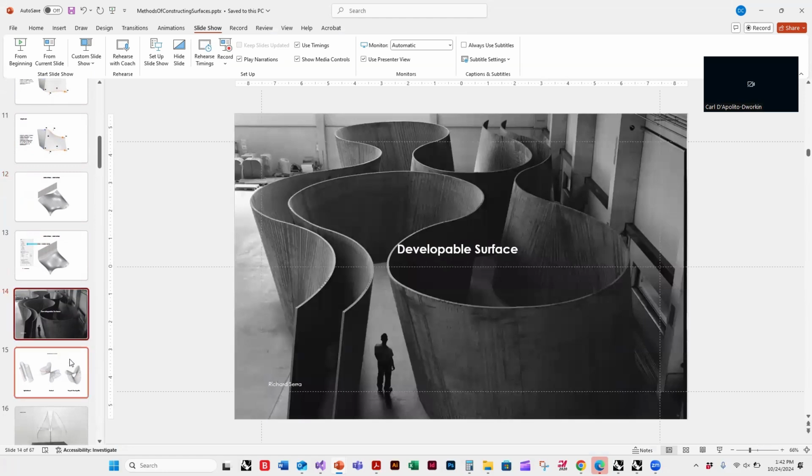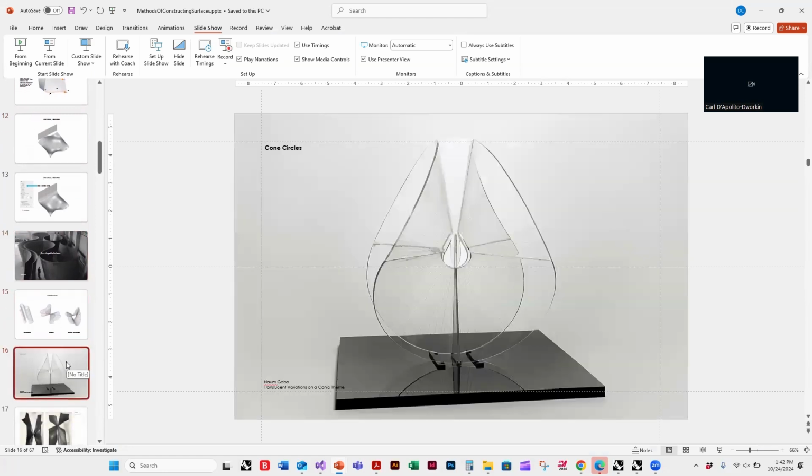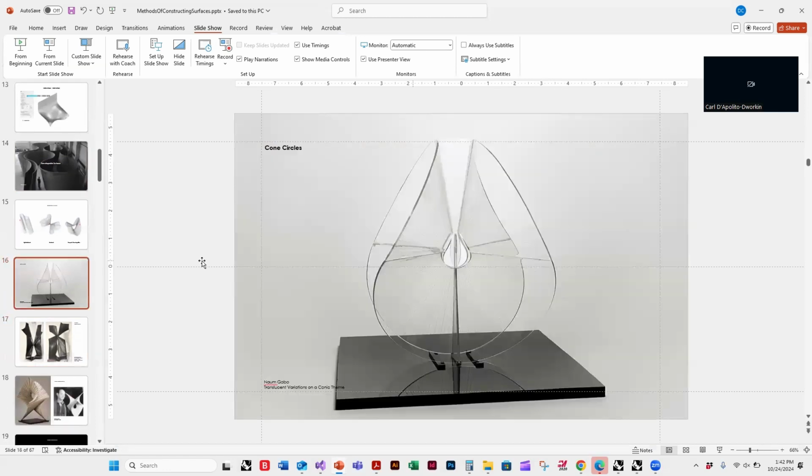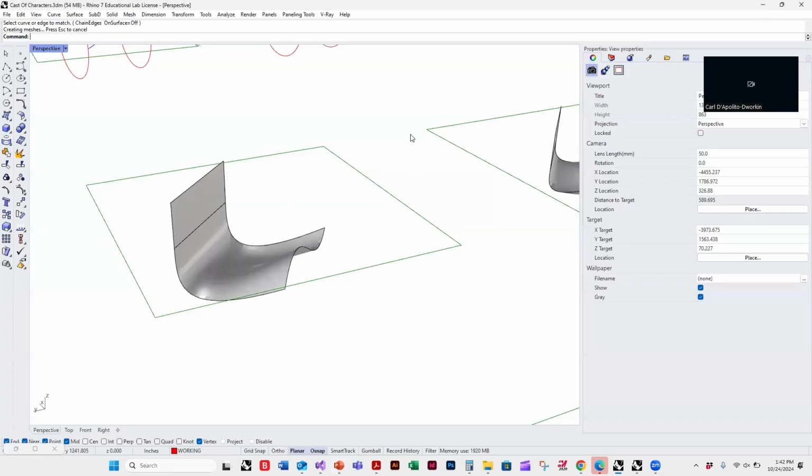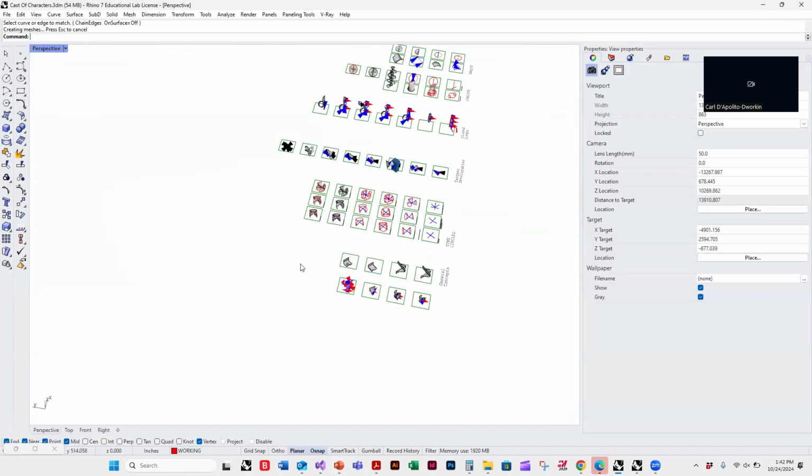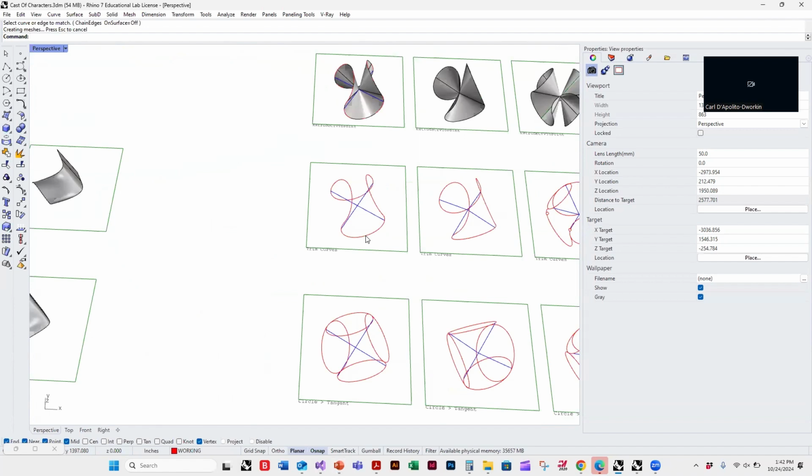Developable surfaces, we talk about those a lot. I think these are great. These cone circles are like a Naum Gabo sculpture. He's a constructivist. These are made very easily, but they are closed shapes, and so they are kind of helpful sometimes.